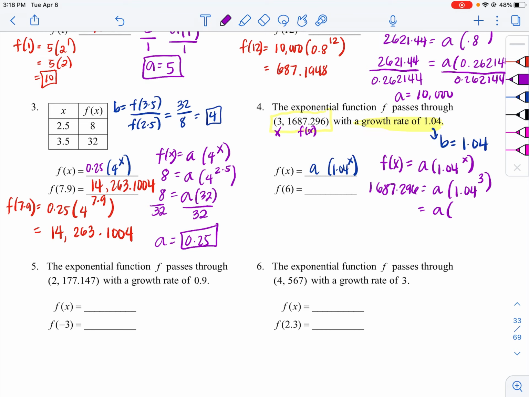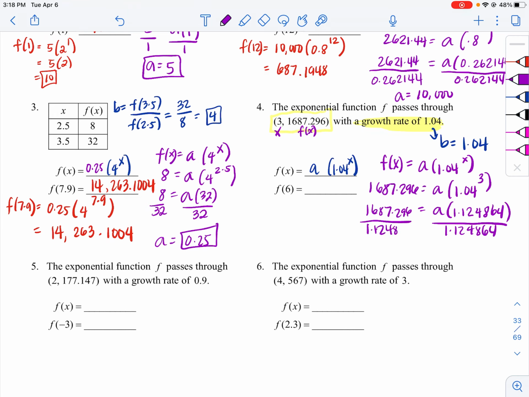And then I have to solve what is 1.04 to the power of 3. That means 1.04 times 1.04 times another 1.04. And that is 1.24864. So please also verify it with your calculator, okay? Don't just trust like, oh, okay, it's gotta be that because I said it.